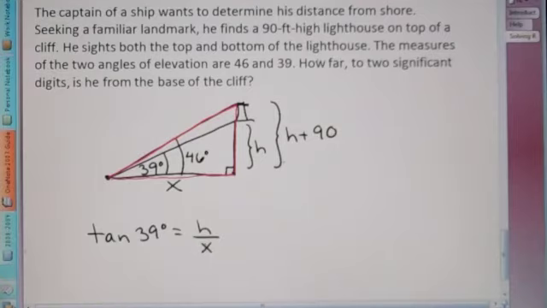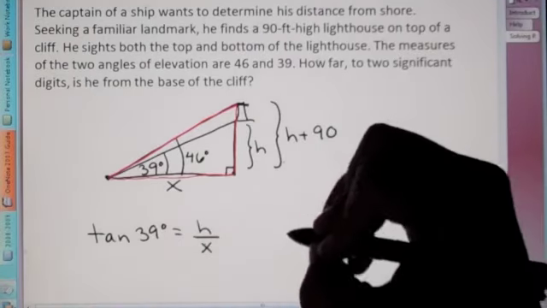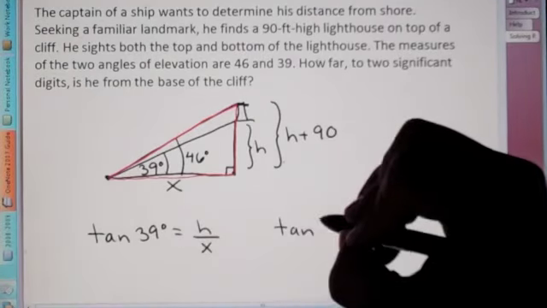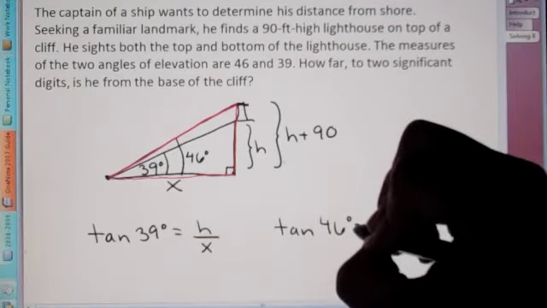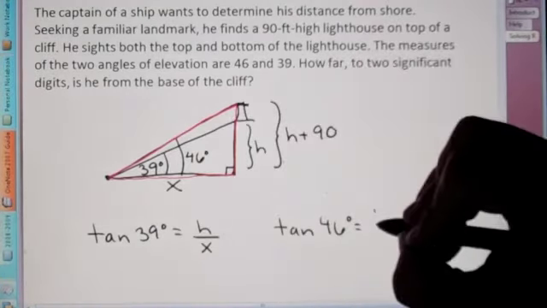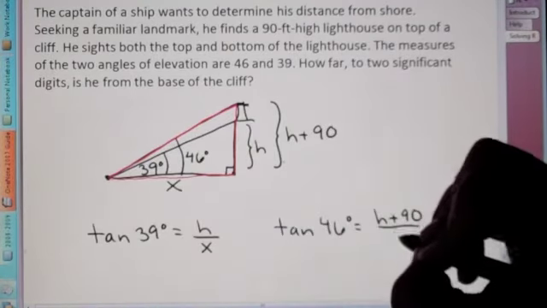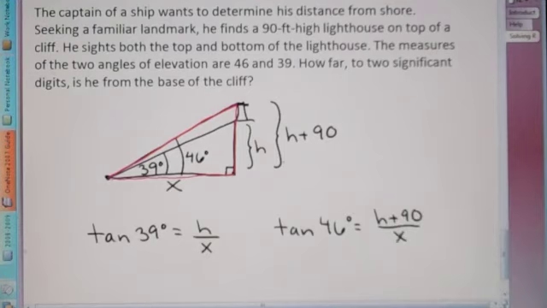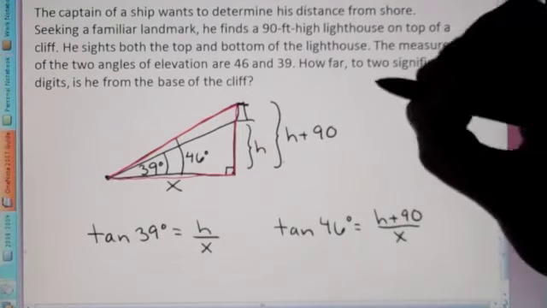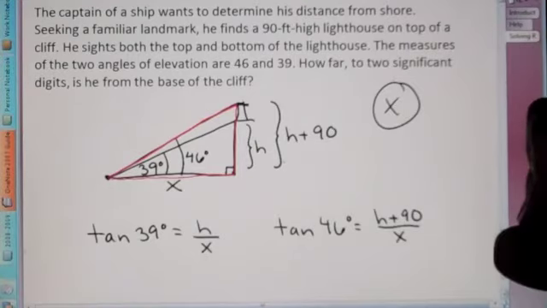Now the other one, the red triangle, okay? So the red triangle, same thing, tangent of 46 degrees. But now the height of this triangle is h plus 90. But it's also over the same distance, x. Okay. Now again, we're trying to solve for x. This is the main thing that we're looking for. So we need to get h out of there.